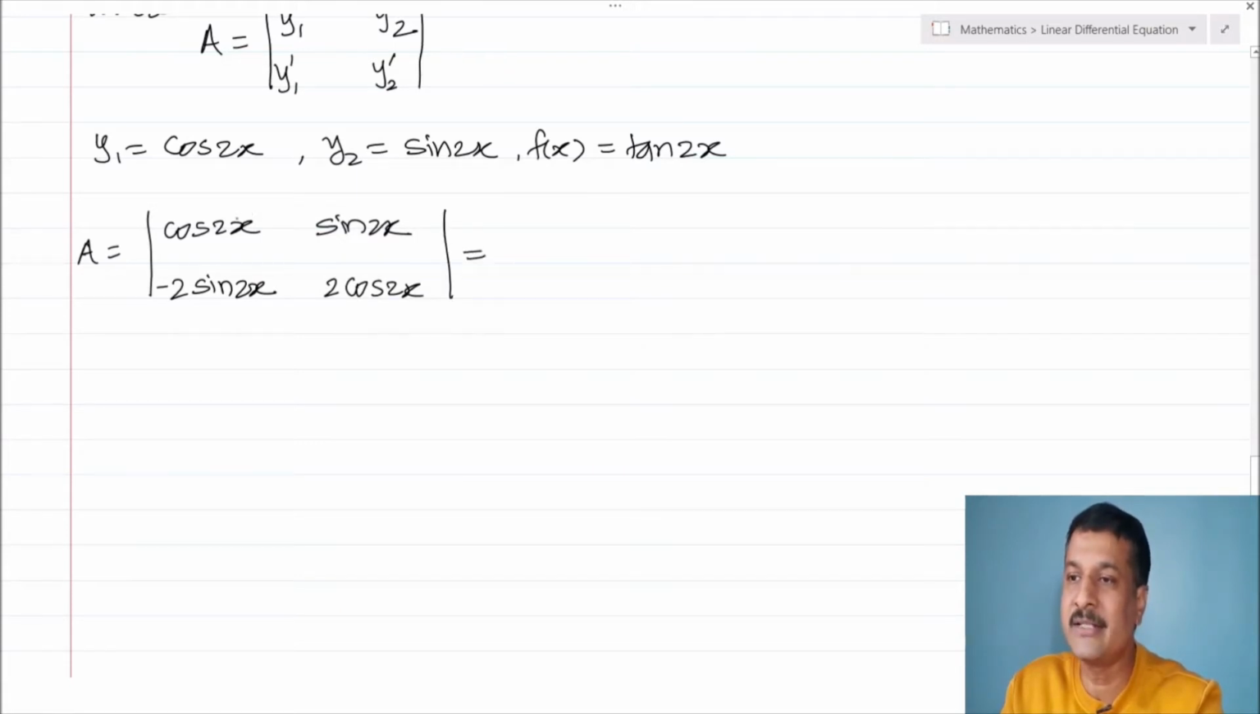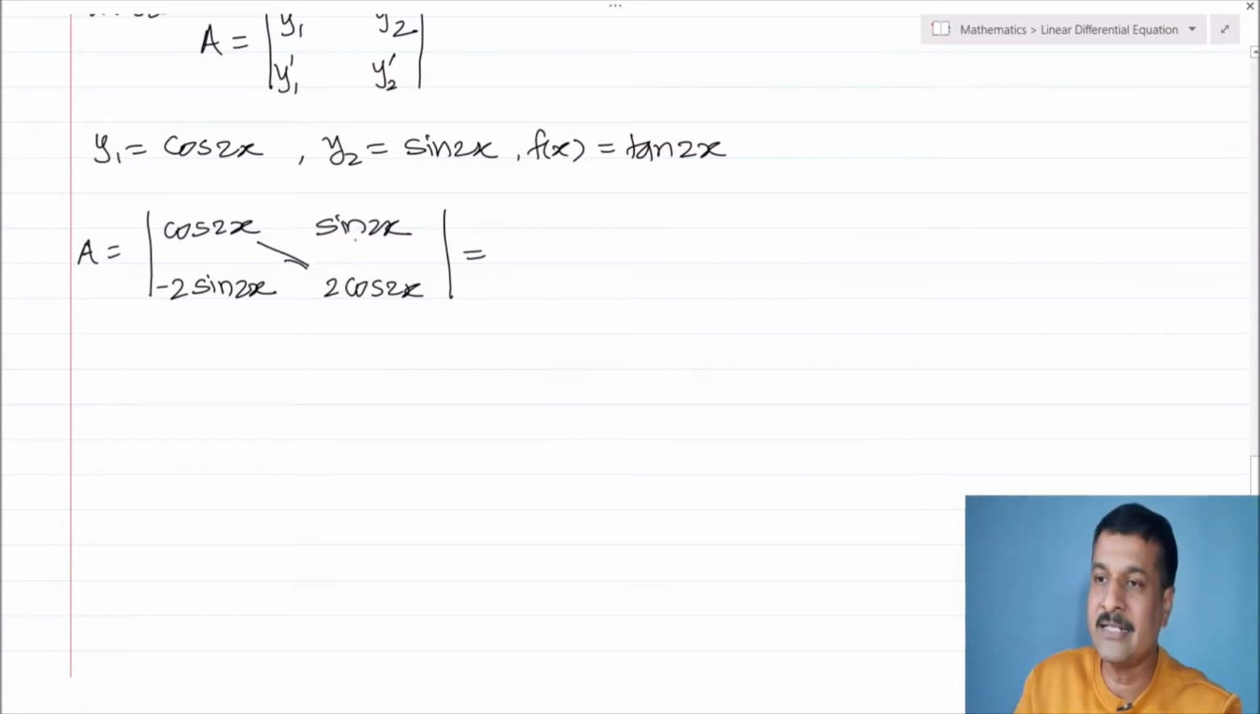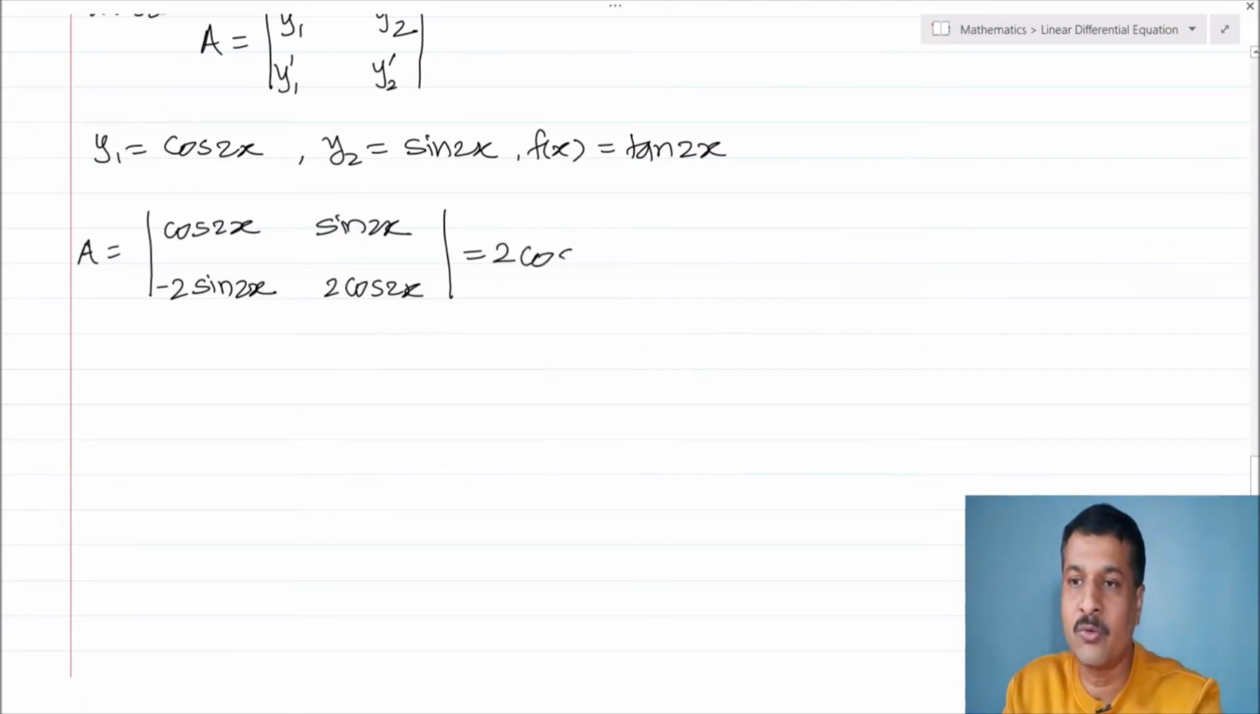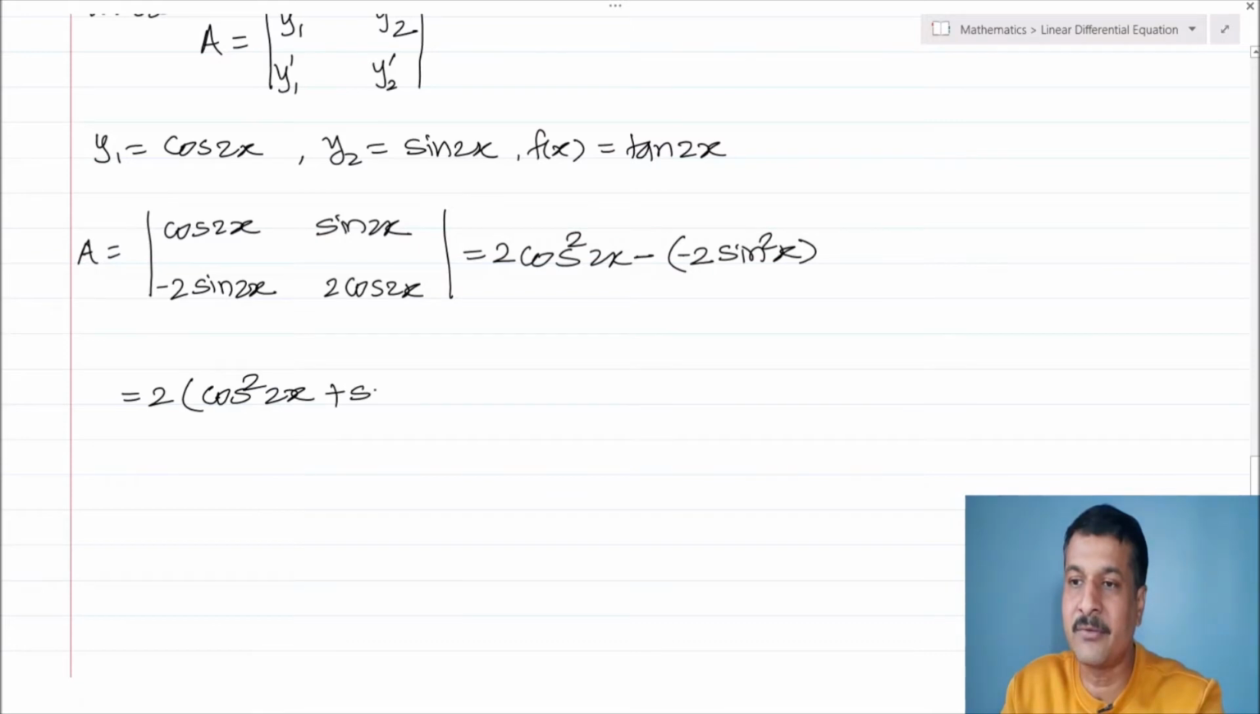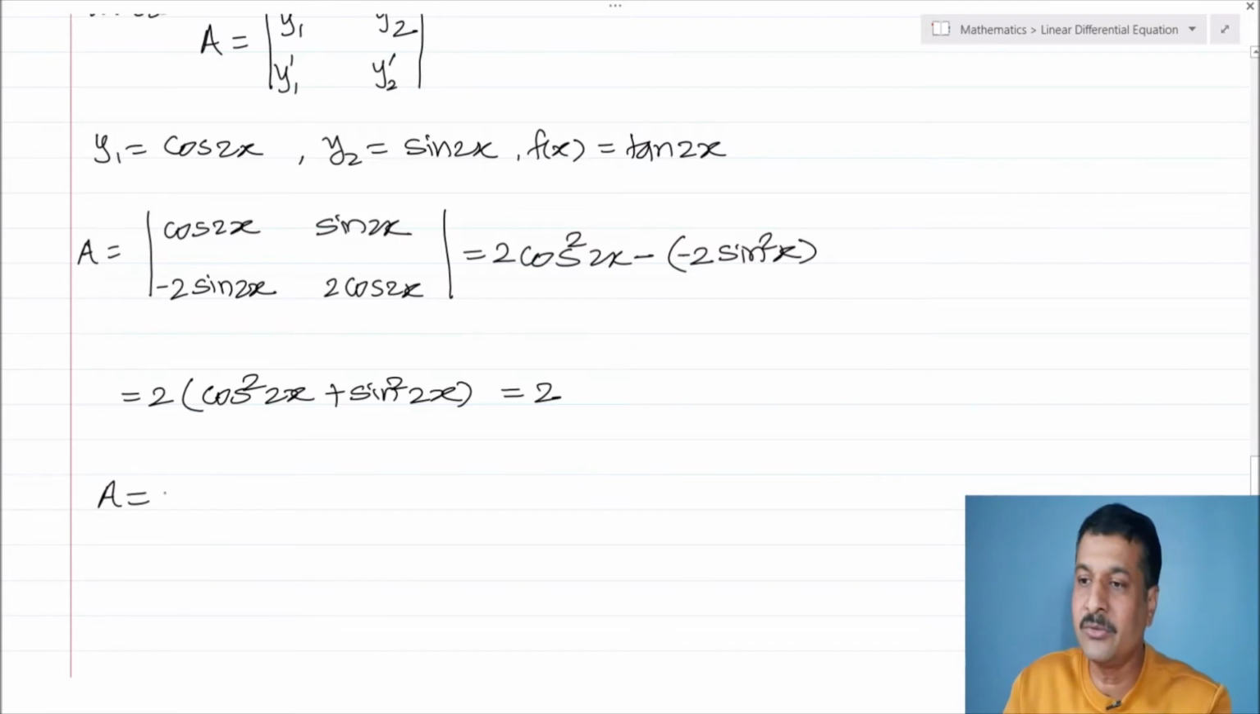So I am getting this into this minus this into this. So that is equal to 2 cos square 2x minus into minus 2 sin square 2x. So 2 common. So I am getting here inside cos square 2x plus sin square 2x, and cos square theta plus sine square theta is nothing but 1. So I am getting simply 2. So what is the Wronskian? A is equal to 2.